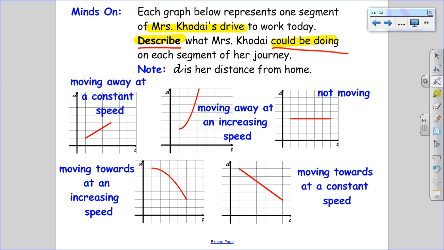Well, first thing she has to do is pull out of her driveway. So if she's pulling out of her driveway, she would be accelerating a little bit to get out of there. So she wouldn't be driving at a constant speed. And if she's leaving her driveway, her distance from home would be increasing. That would be right here. Now, once she gets out of her driveway and starts driving, she's going to be traveling at a constant speed, so she doesn't get a ticket. And that would be this graph here.